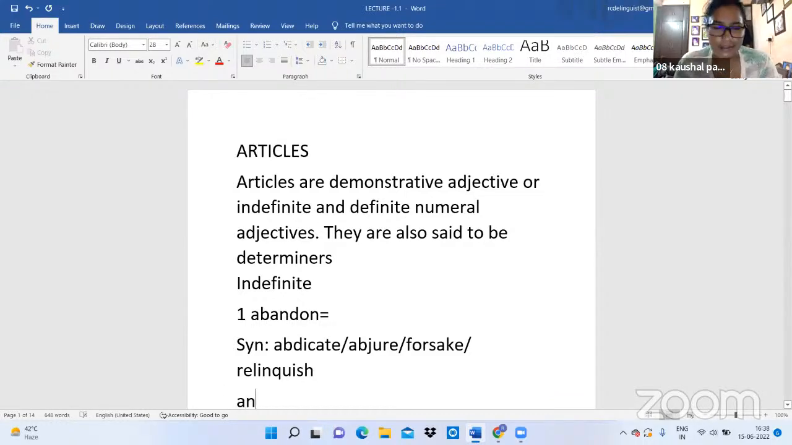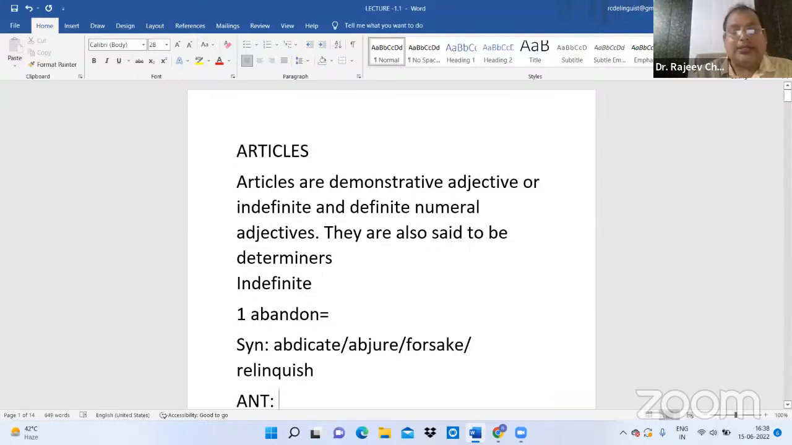Can I make a sentence with abandon? Why not? Bhishma Pitamah abandoned to get married. Bhishma Pitamah vowed to abandon the throne of Hastinapur. Okay, sir. Like this, you have to say. Fine. Good. Good effort.